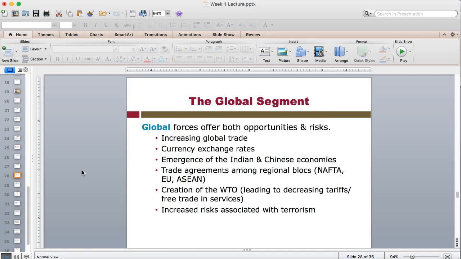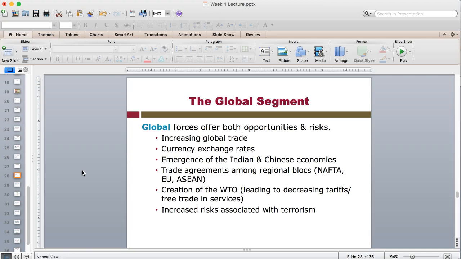You also want to look at the global segment. Where are countries growing? Where are the opportunities out there? Where are there countries that were growing that are now not growing? Where is there political instability, and is it going to get worse? All of those kind of trends, which are important in terms of whether you go into international markets.